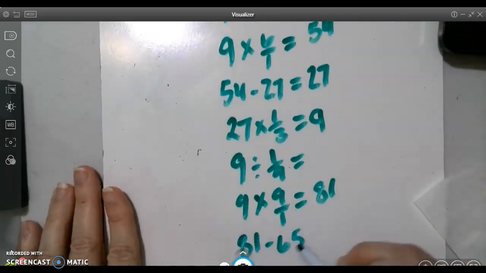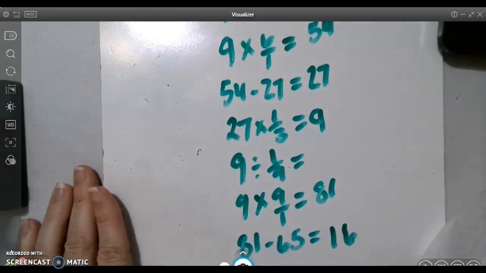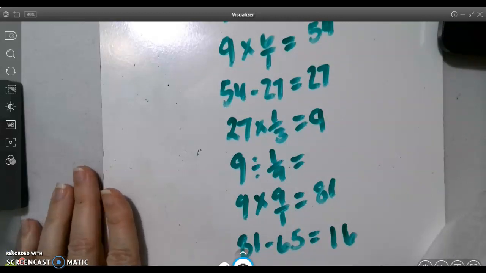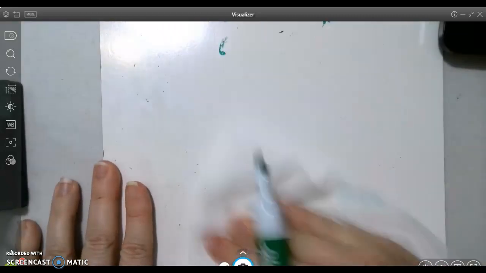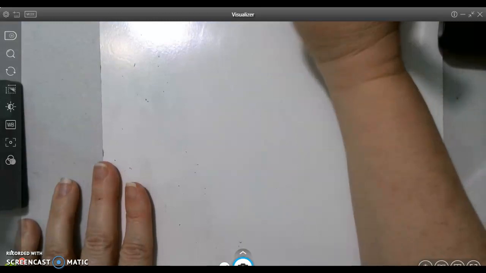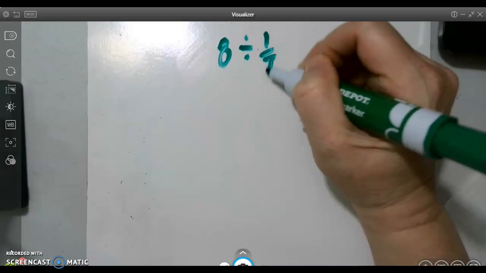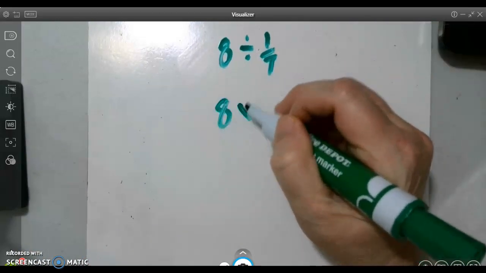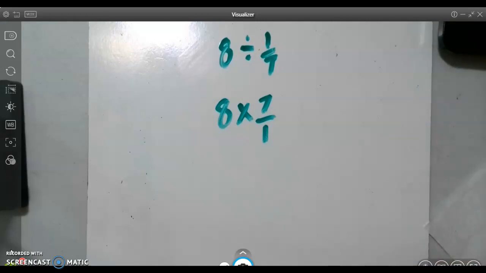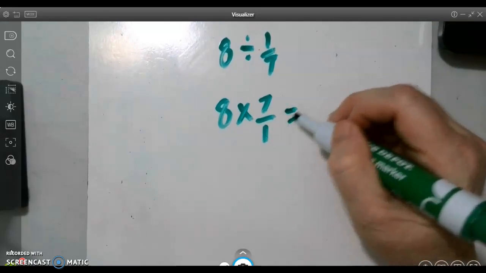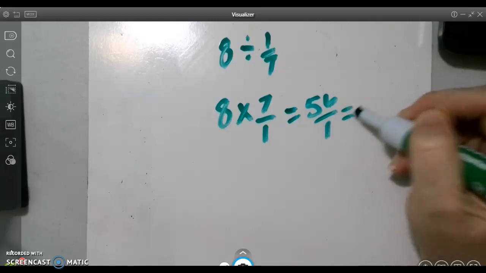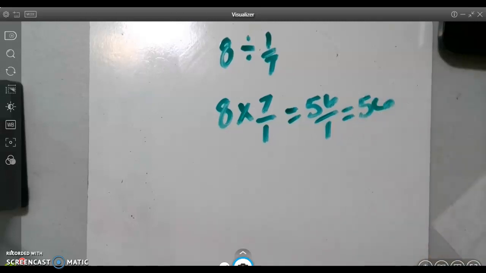81 minus 65 equals 16. Half of 16 is 8. So then we go 8 divided by 1/7. Keep, change, flip. So 8 times 7 is 56 over 1. That equals 56. 56 minus 48 equals 8.